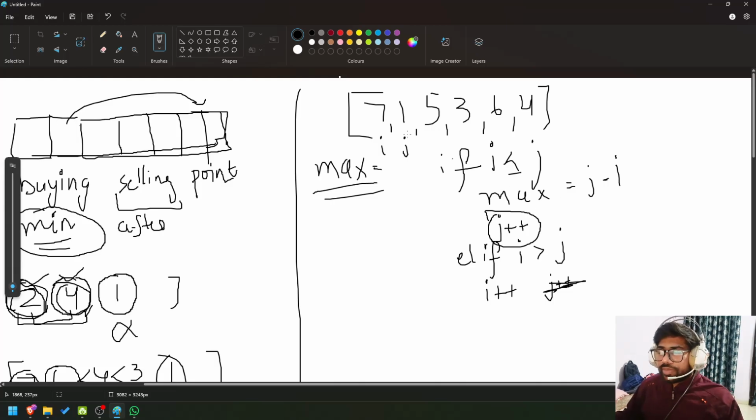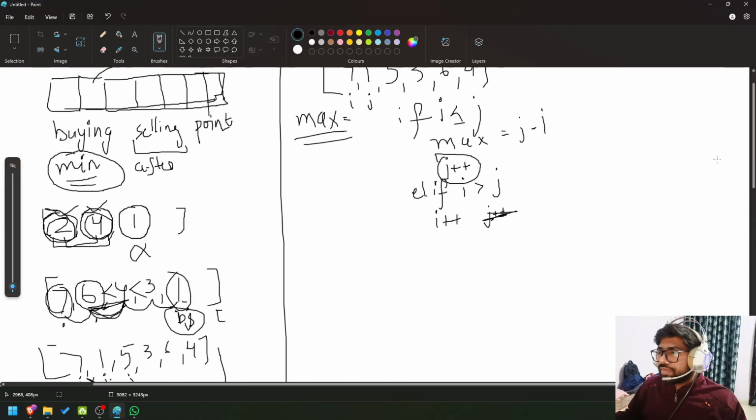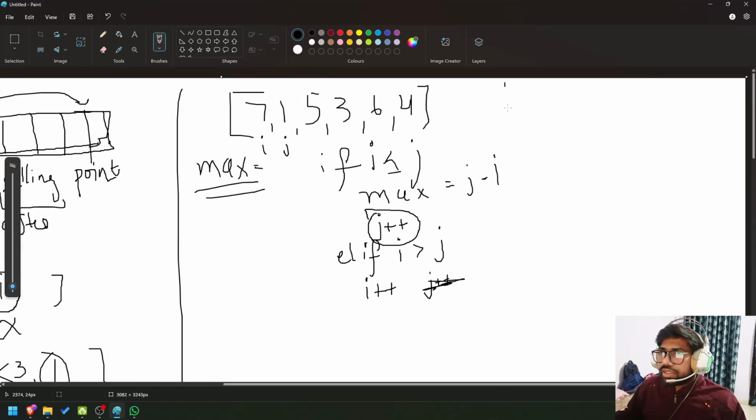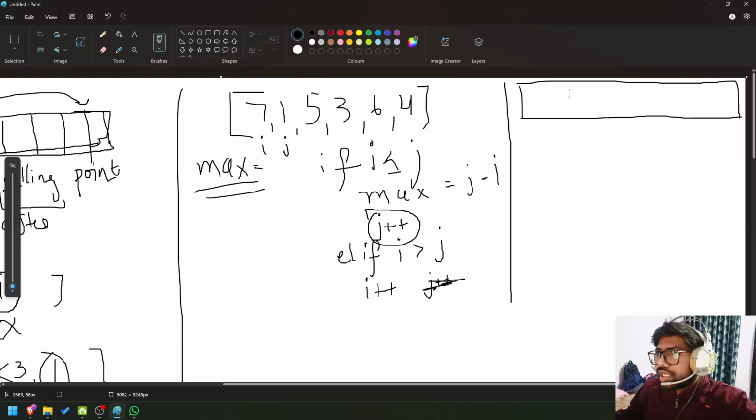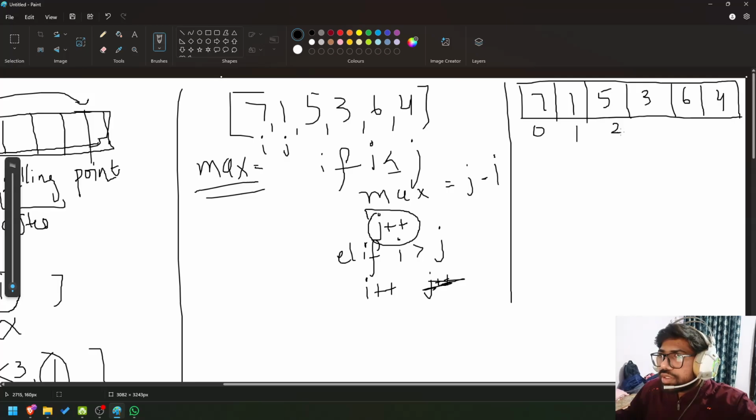So let's then think about it. For the first iteration, let me make a little array: 7 1 5 3 6 4, with indices 0 1 2 3 4 5. Okay, so we put I here and J here.